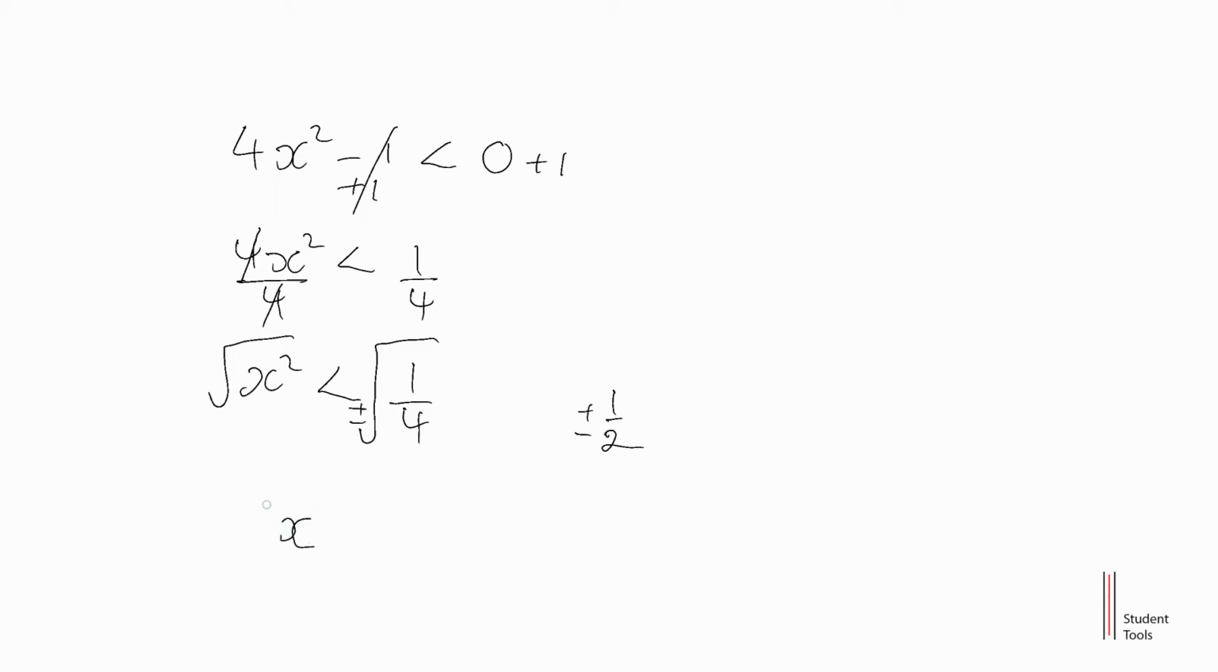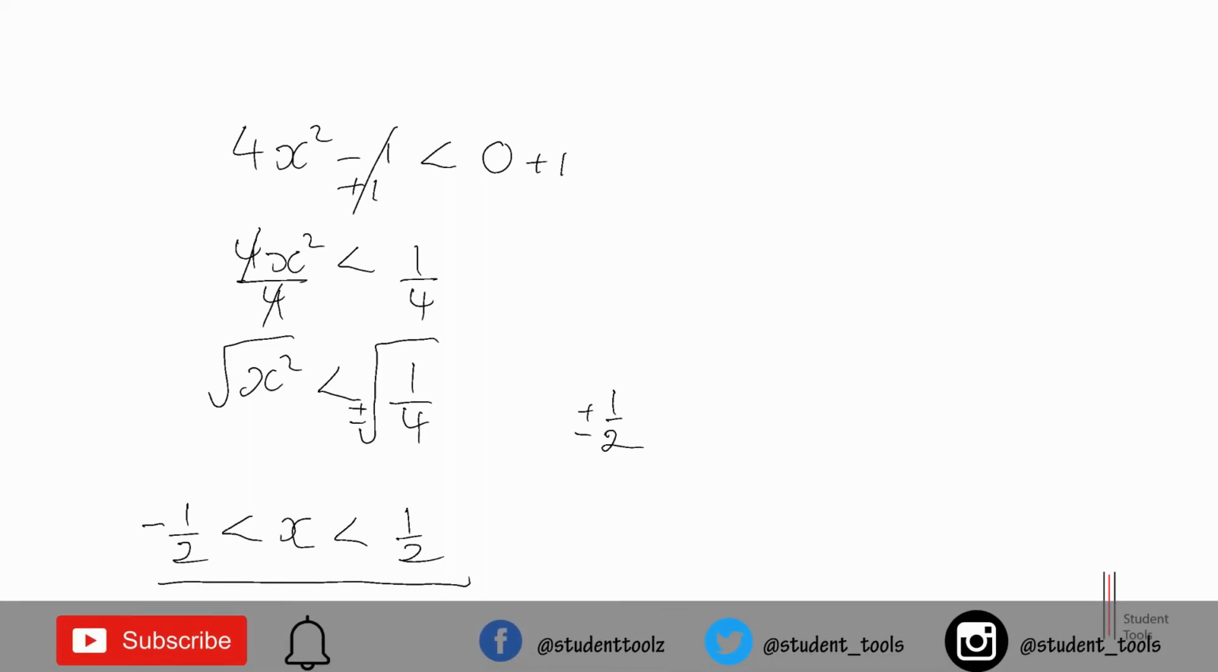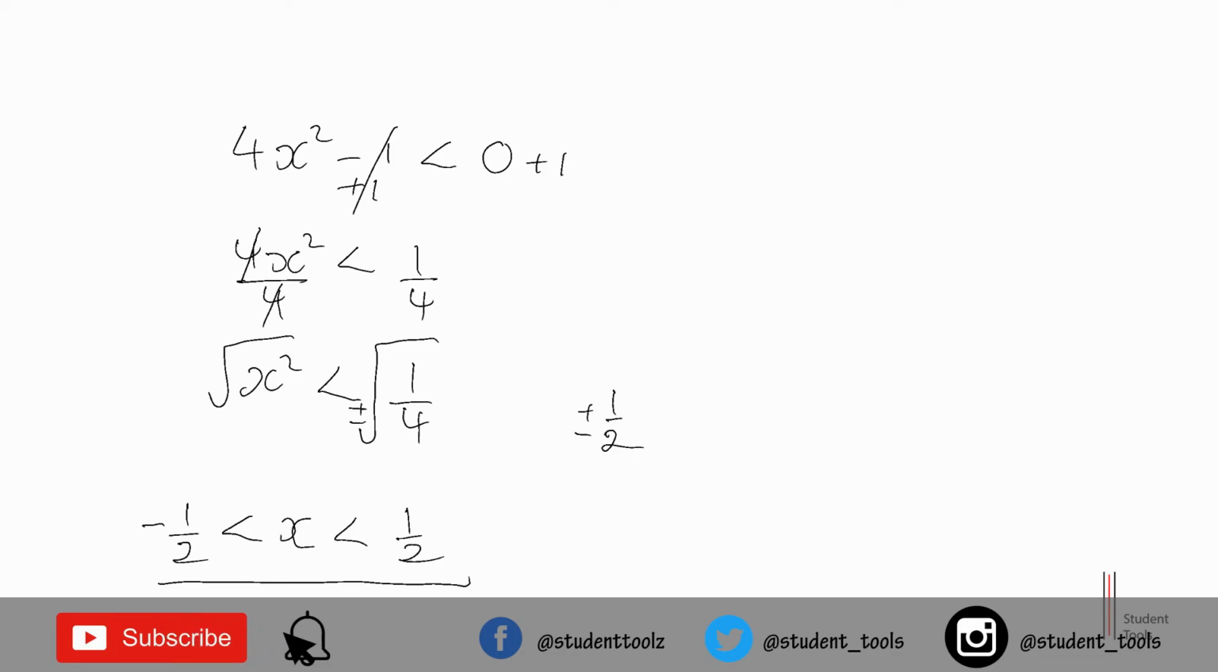So now we have x is greater than negative 1 over 2, but less than positive 1 over 2. So this is how we solve our quadratic inequality.